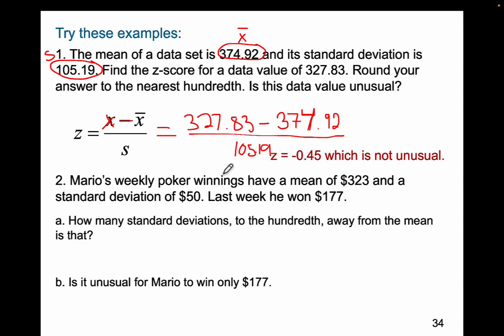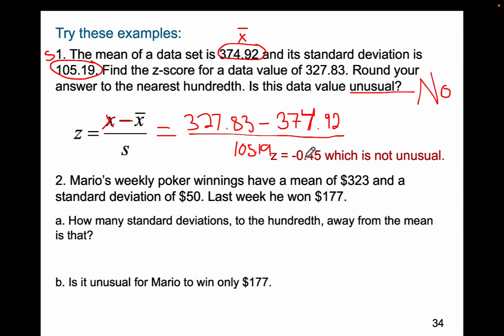That is not unusual, okay? We were asked to round to the nearest hundredth, so we did 2 decimals. And then we were asked, is that data value unusual? The answer is no. That data value would not be unusual. We would need that z-score to be smaller than negative 2 or greater than positive 2 for it to be considered unusual. And ours is not. Negative 0.45 is in the usual range.